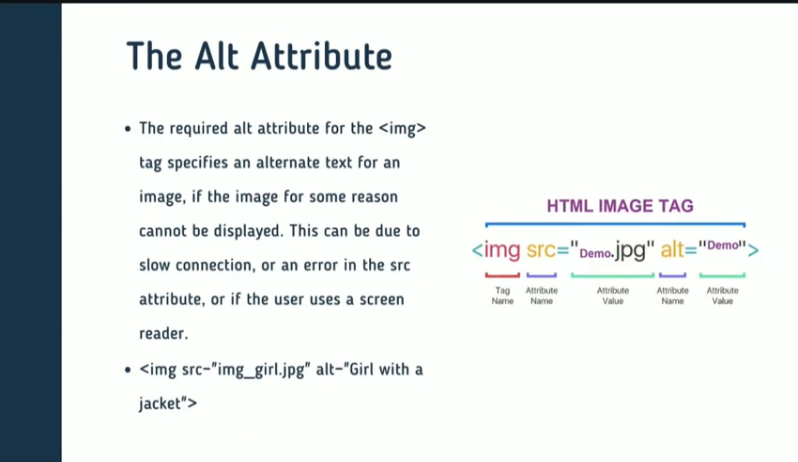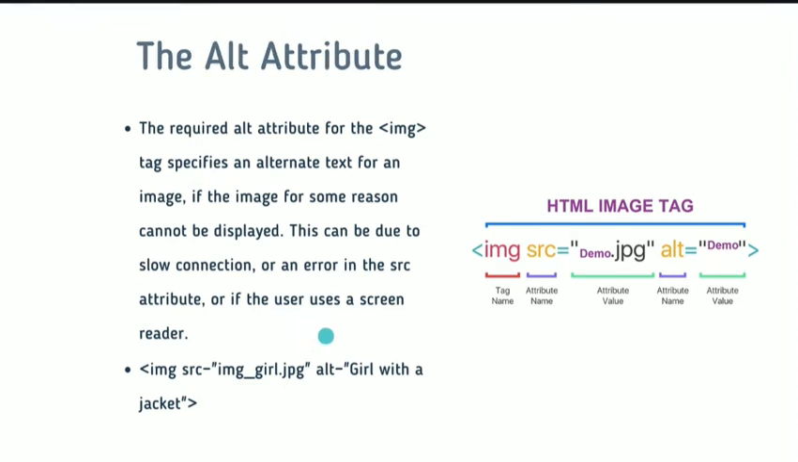Then next we have the alt attribute, which I spoke of some minutes ago. The required alt attribute for the image tag specifies an alternate text for an image. For some reasons at times, the image is not displayed, and this could be due to slow connection or an error in the source attribute. And instead of the user being left hanging, we use the alt attribute to show some text to the user, so the user gets whatsoever text we pass into the alt attribute in replacement of the image.